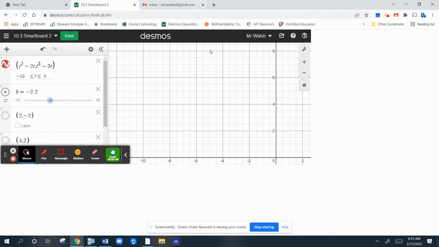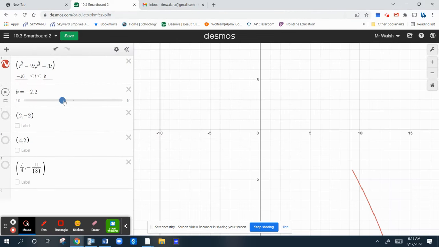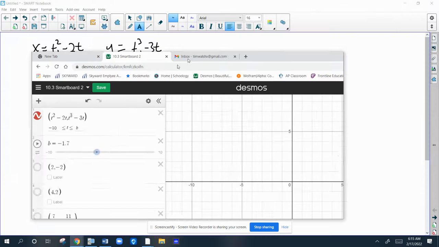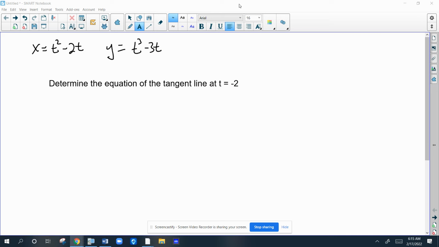Just as a reminder, or if you hadn't seen it, this is what this curve looks like based off these parametric equations. As t is increasing, it's plotting the graph, and it looks like that. So we're going to look at the equation of the tangent line at the specific point where t equals -2. We'll get back to that graph after we figure this out.